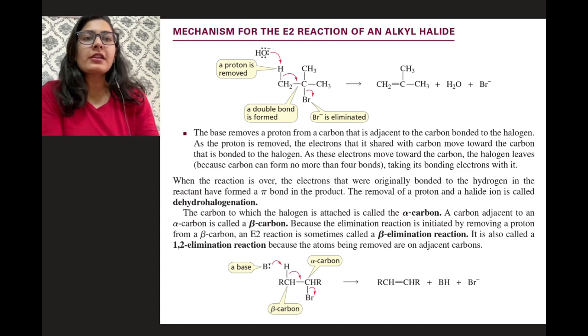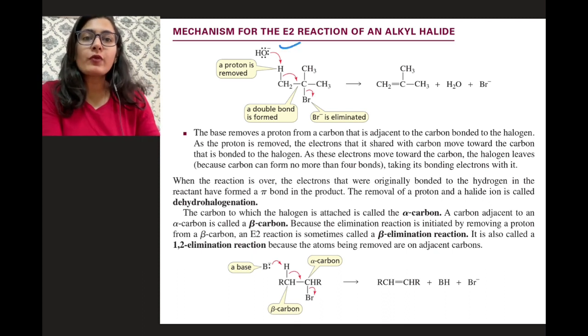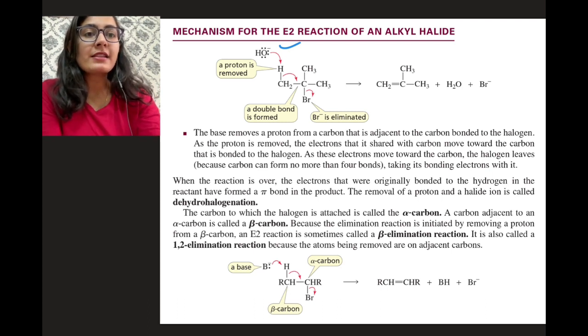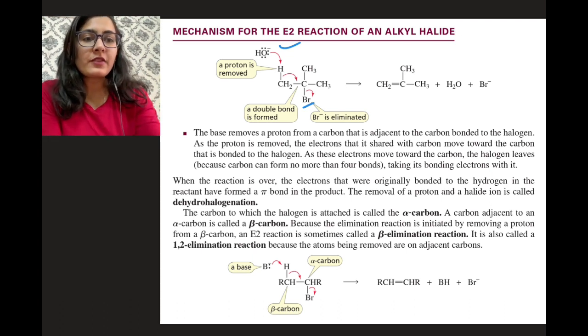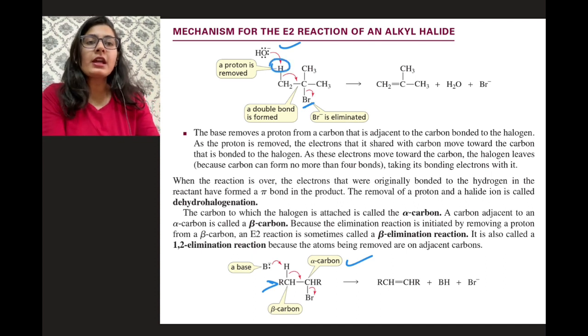Now, trying to understand the E2 elimination mechanism in very simple terms. There is a base, let's say OH minus. It is going to remove a proton from the beta carbon. Which one is the beta carbon? The carbon which has the halide or a leaving group is termed as the alpha carbon, as you can see over here. And the carbon just next to it is the beta carbon. So this one is the beta carbon right over here, and from here the hydrogen is being removed. This is the beta elimination, E2 elimination.